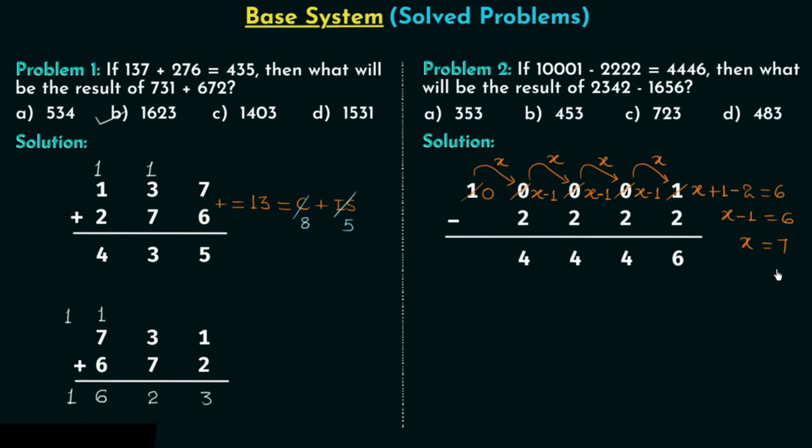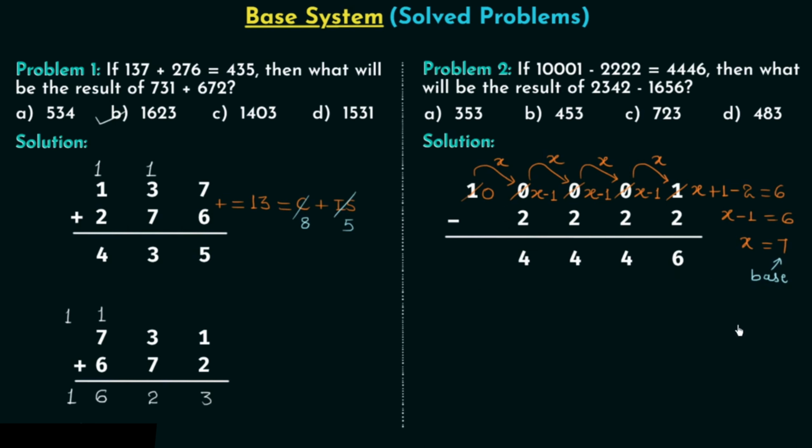So in this way we have obtained the base of the number system in which these 2 subtractions are being performed. We can also verify the rest of the digits in the result. x is equal to 7. So x minus 1 will be 6, 6 minus 2 is equal to 4. Here also we will have 6, 6 minus 2 is equal to 4. Again we have 6 minus 2 equal to 4, and here we have 0. So you can see that we are getting the correct number.